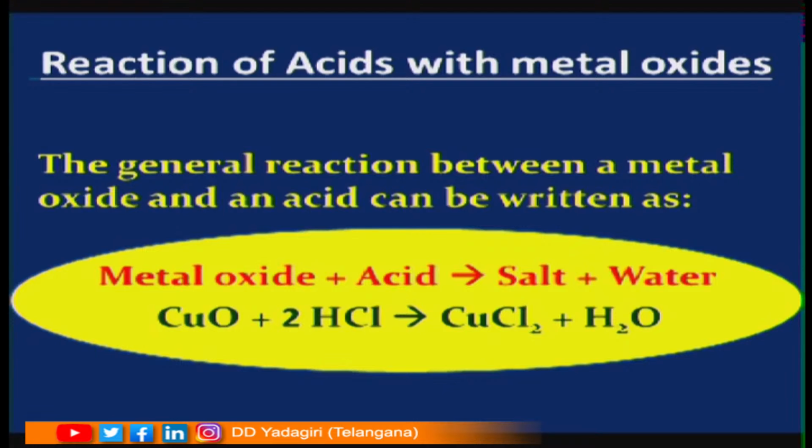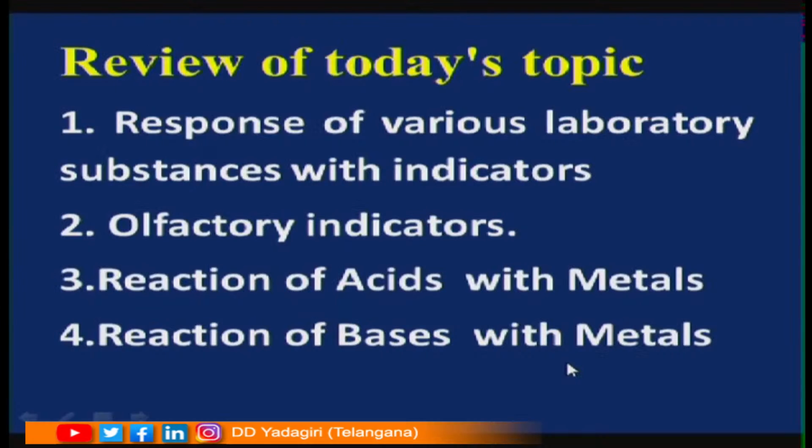Now, what happens whenever a base reacts with metal oxides? Same reactions, there will be a salt formation. Now, let us have a recap of today's topic: the chemical reactions between acids and bases and how they are changing with our laboratory indicators such as methyl orange indicator and phenolphthalein indicator, what litmus is and how they react with the litmus, the red litmus test and blue litmus test, and also we have seen olfactory indicators. We have seen the experimental videos and simulations for reactions of acids with metals and reactions of bases with metals.